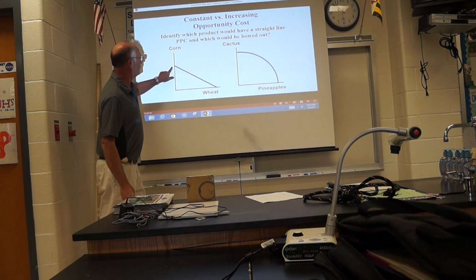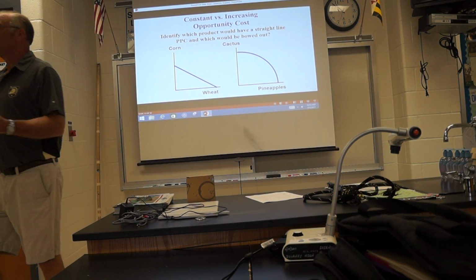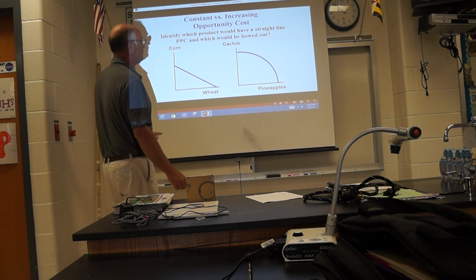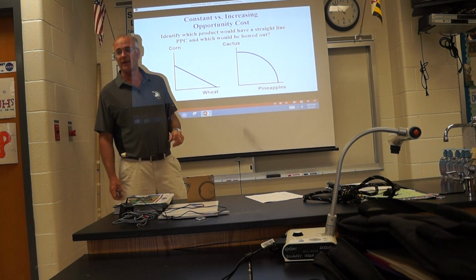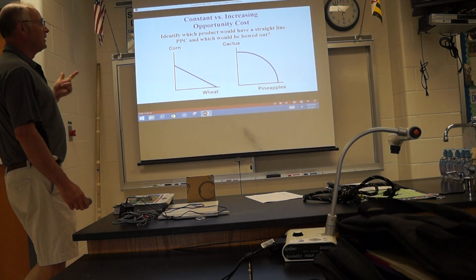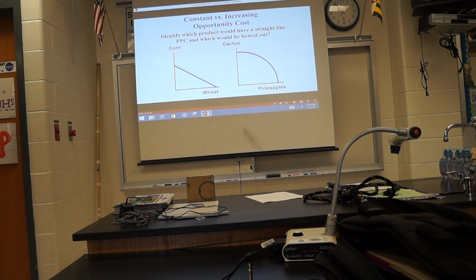So here, you have your straight line. That would be a constant. When you see a straight line on a production possibilities curve, there's a couple of things you know right away. One, it's constant opportunity cost. Two, resources are easily adaptable. And for a curved line, the two things you would know immediately are resources are not easily adaptable and opportunity cost is increasing.